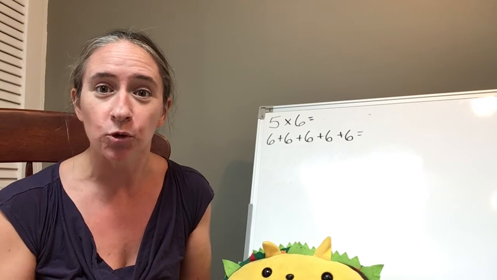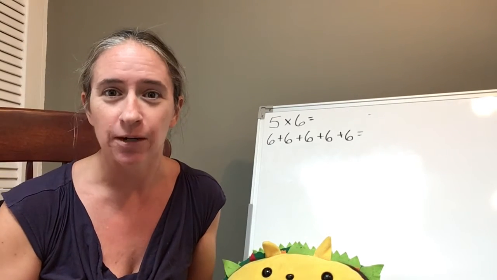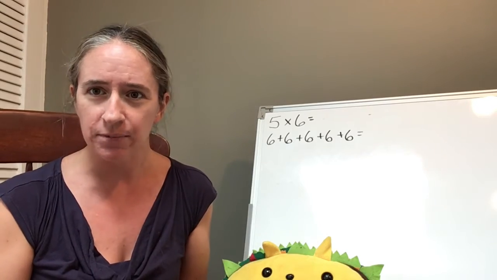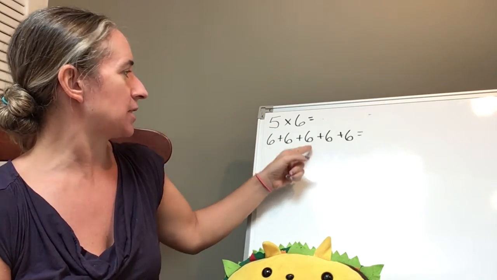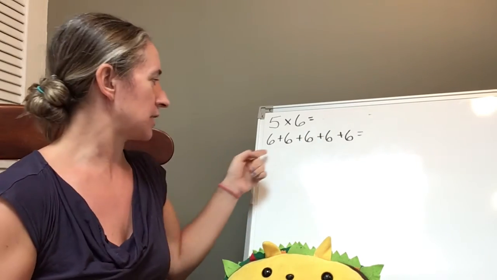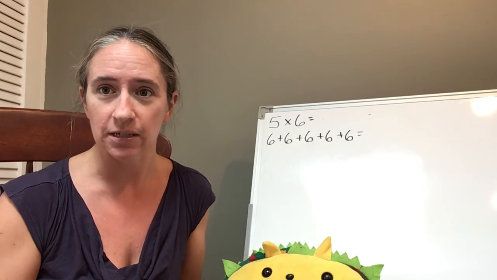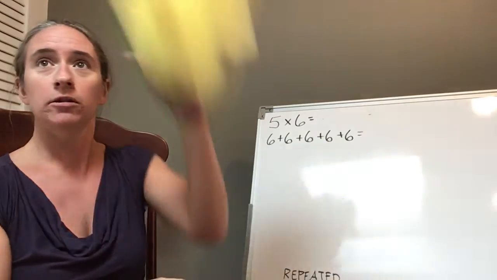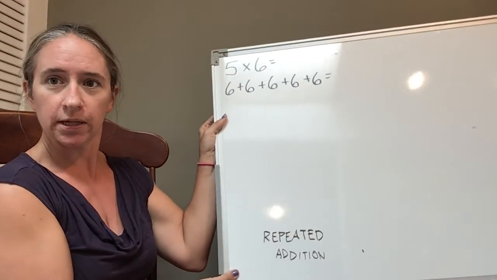But first, we're going to remember something about multiplication. Multiplication is really repeated addition. If I'm solving 5 times 6, that is 6 plus 6 plus 6 plus 6 plus 6. 5 sixes. If 6 plus 6 plus 6 plus 6 plus 6 is 30, then 5 times 6 is 30. This is called repeated addition.